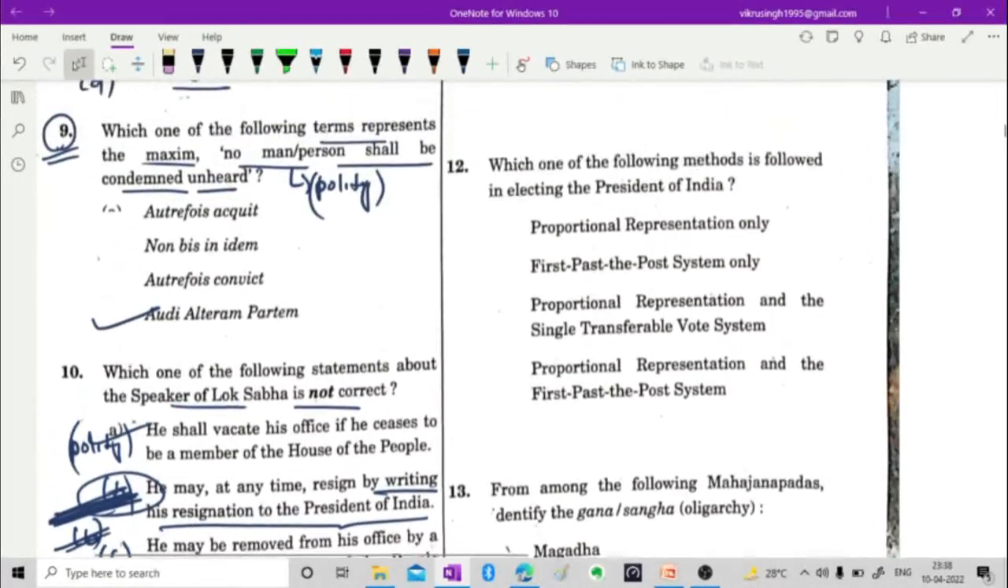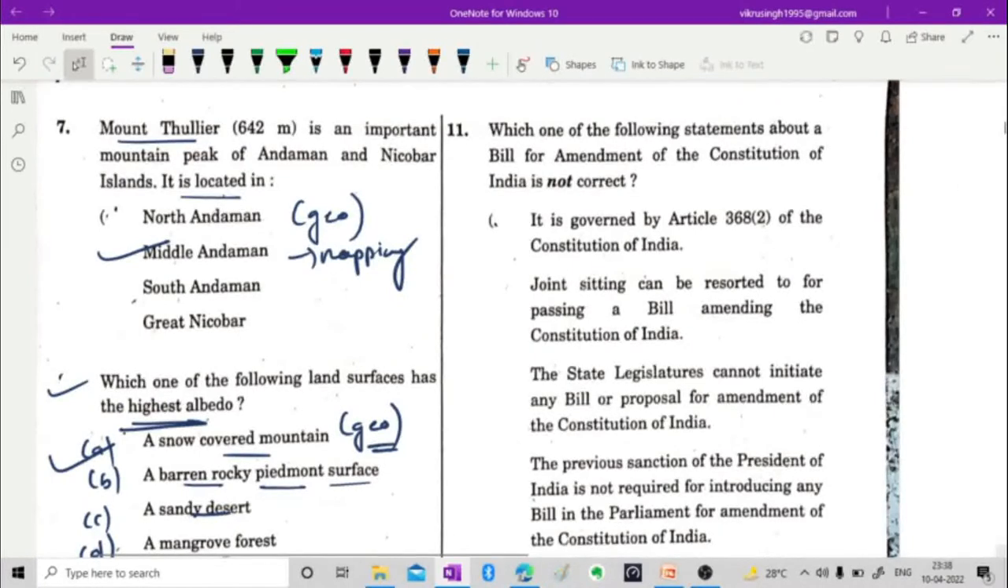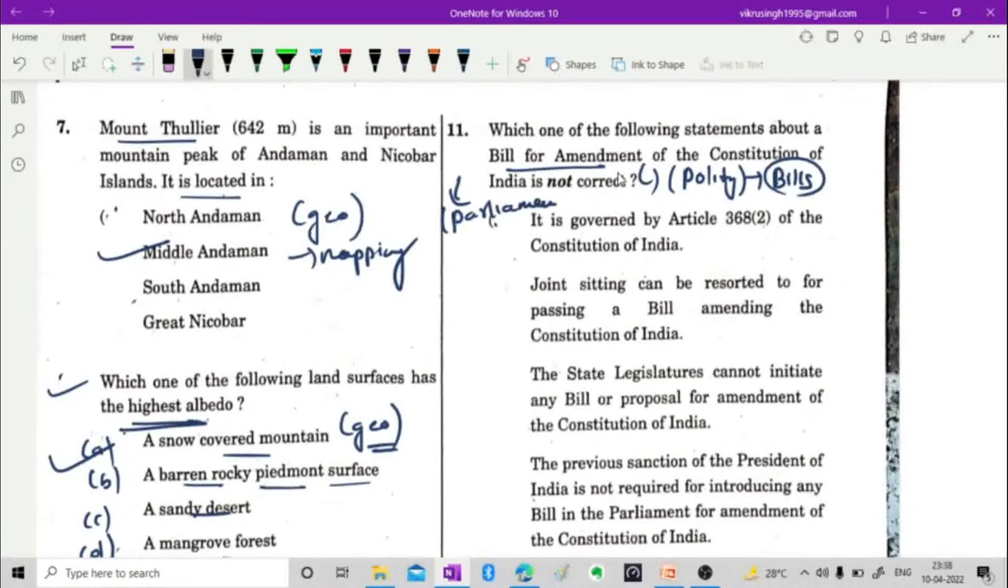Now question number 11 says, which of the following statements about a bill is not correct? So bill se question bahut rehte hain. Money bill, financial bill kya hote hain? The polity. This is regarding the bills. This is very important. So for the bill section, you can refer to the Parliament chapter of Laxmikant. Laxmikant ji ki ek bahut achhi book aati hai Indian polity ke upar. You can follow that chapter.